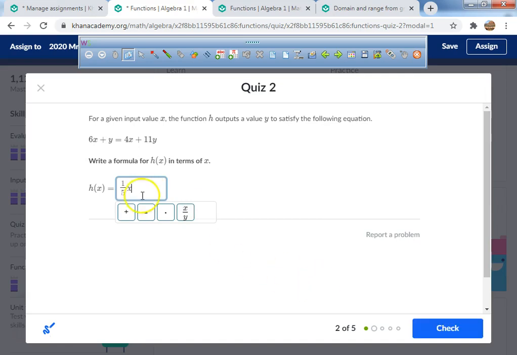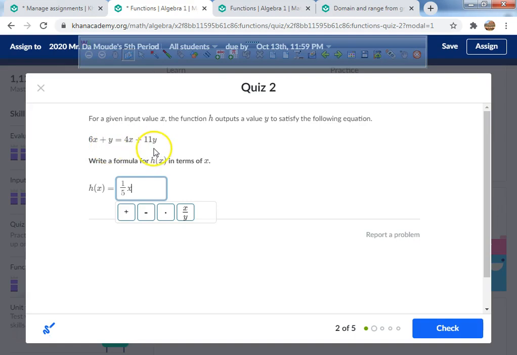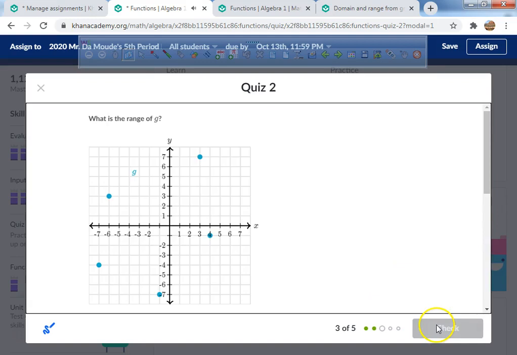See if I got this one right. So let's see, let's do it in my head here. Ready? Take away a y, take away a y. That's 10y. Take away 4x, take away 4. Yeah, I think we're right. Boom, got it. Ooh, cool.